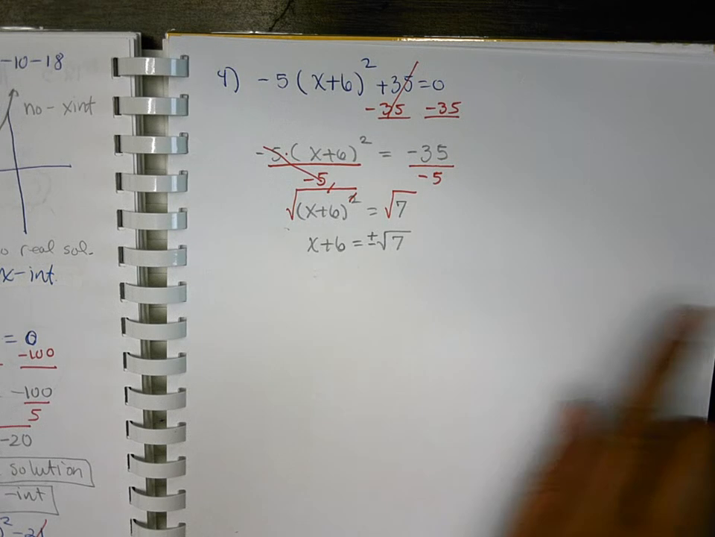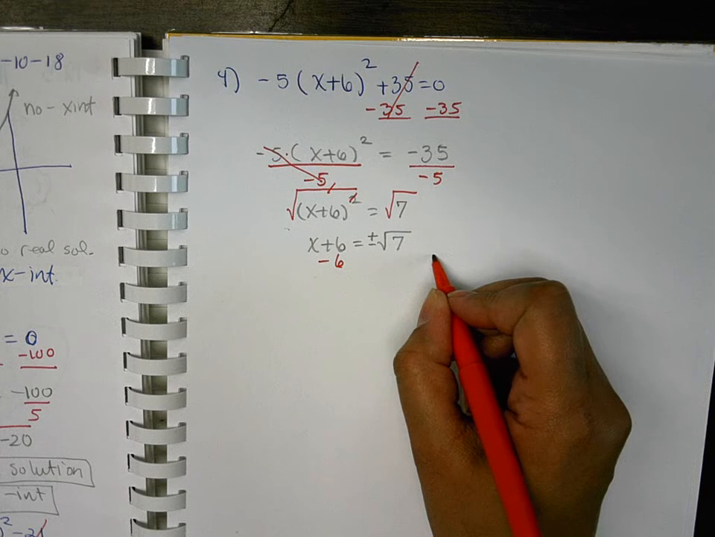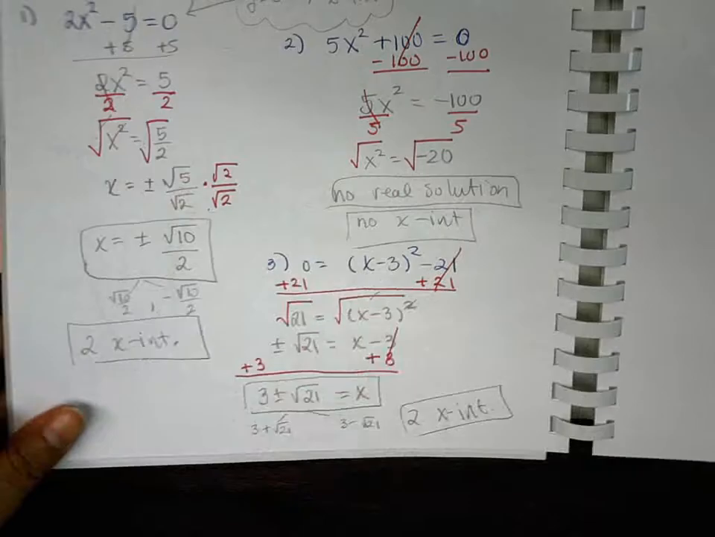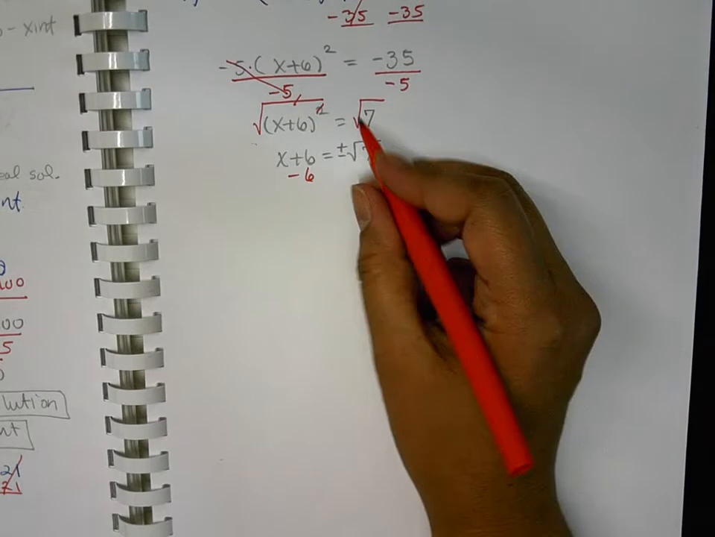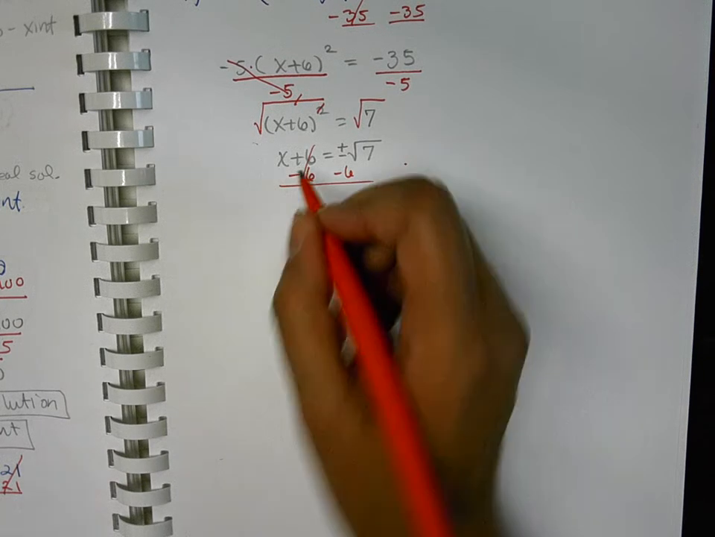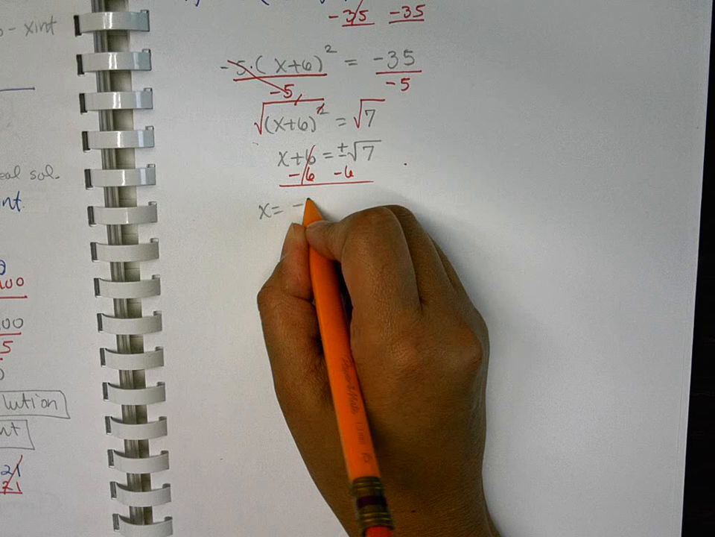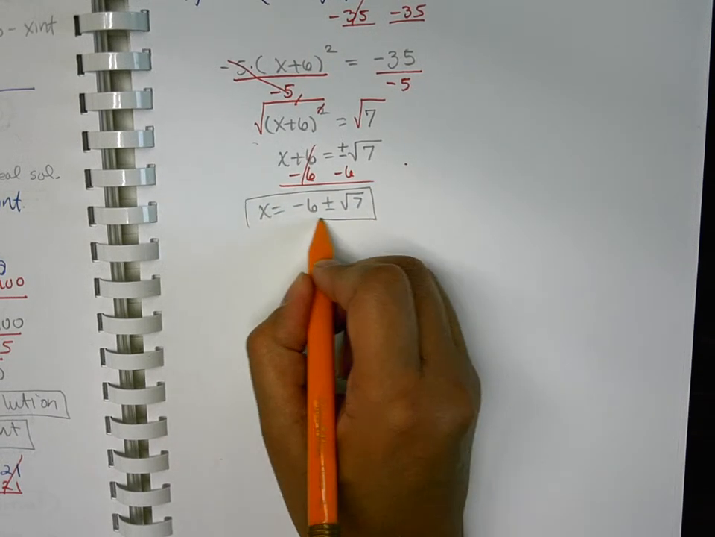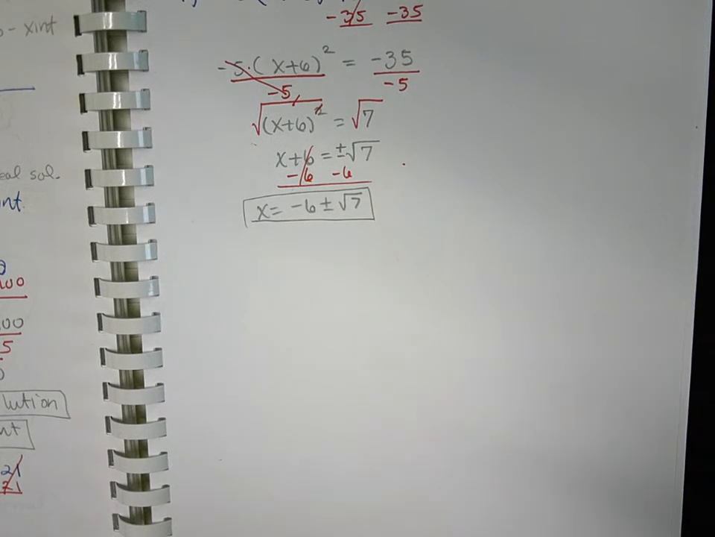All right, what's the next step? To subtract 6. Now, do I put it at the end or in the beginning? I told you guys earlier. The end. What comes first? The beginning. All right, so you do -6 plus or minus root 7. Good job. Everyone see how we got -6 plus or minus root 7?